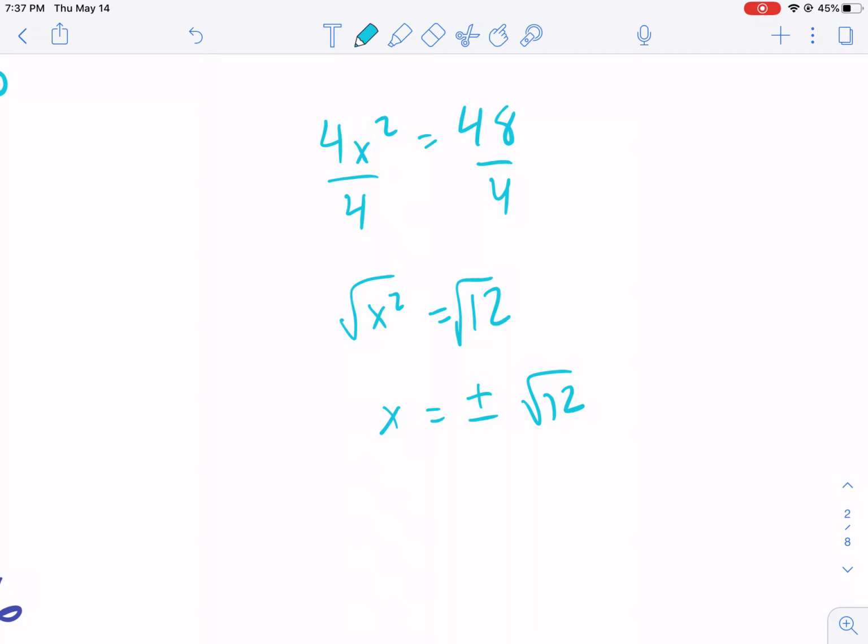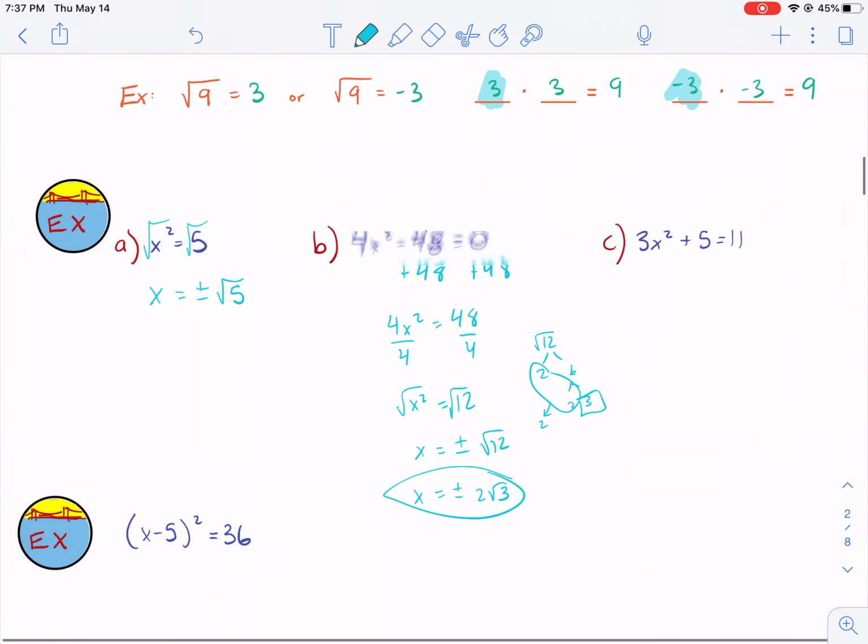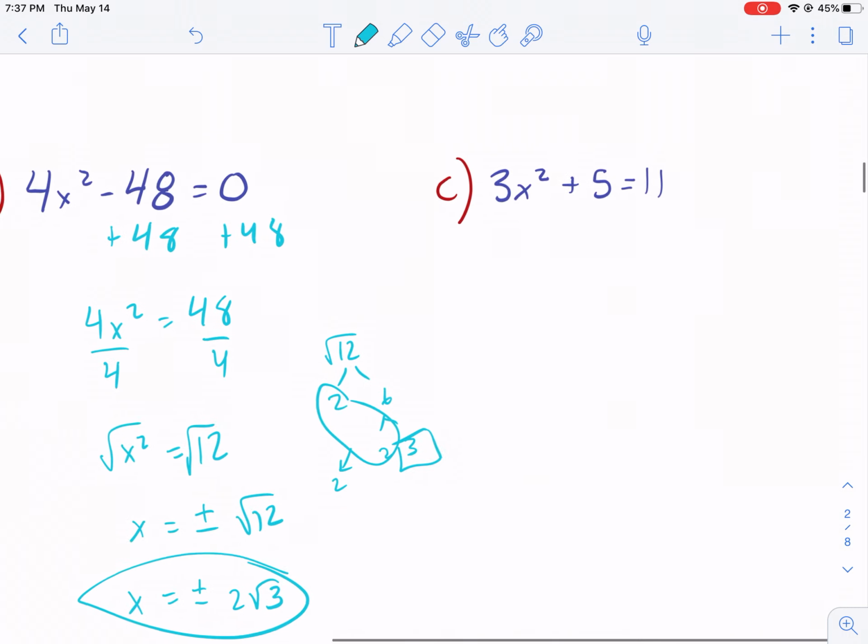We can simplify the square root of 12. This is another video, of course, but just a quick sum up. I like using the factor tree. Factor tree gives us 2, 6, 2, 3. We have a pair of 2's. One's going to leave the house. 3 stays home. So this becomes plus or minus 2 radical 3. And there's my answer.